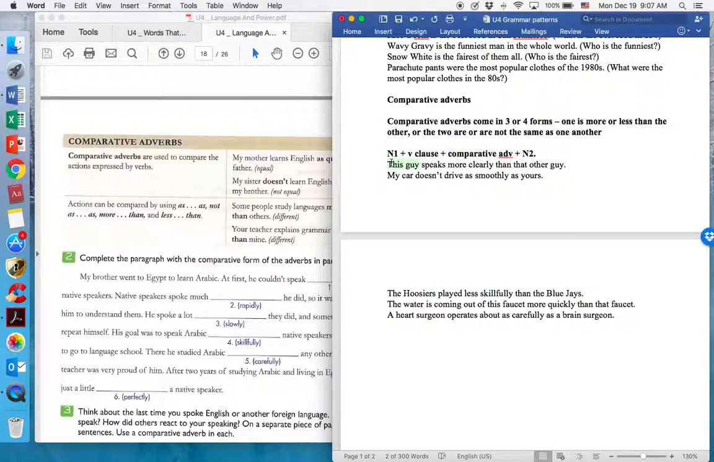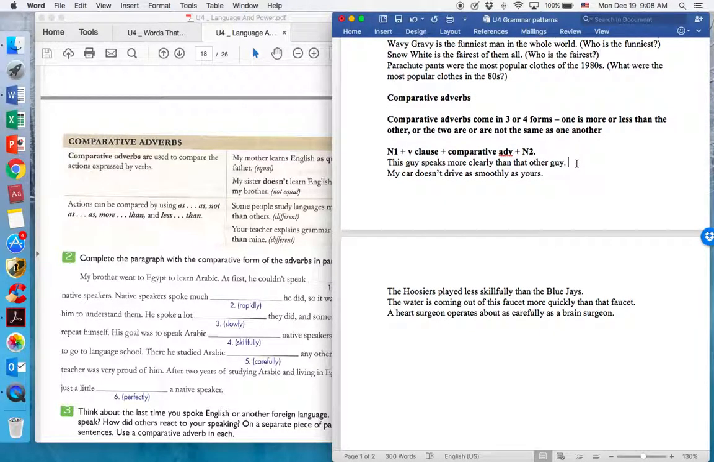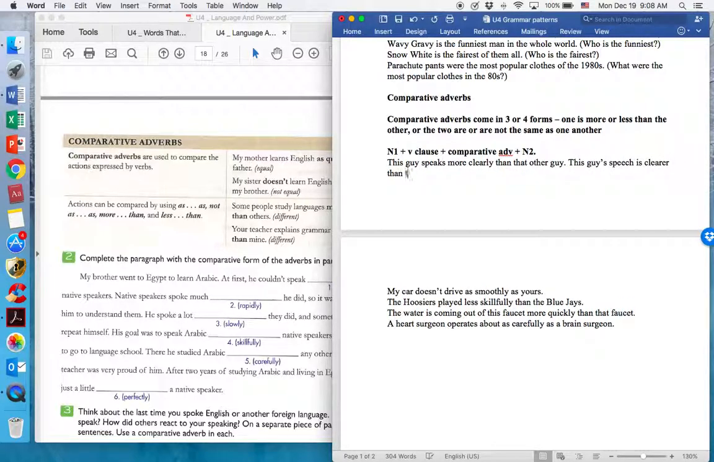And don't get confused here, we have to add a couple words to the comparative adverb. So here's our noun one, and he speaks, that's our verb or verb clause, and he speaks, well, how? How does he speak? He speaks more clearly than the other guy. Now remember, this guy's speech is clearer than the other guy's speech. That would be the comparative adjective form, right?